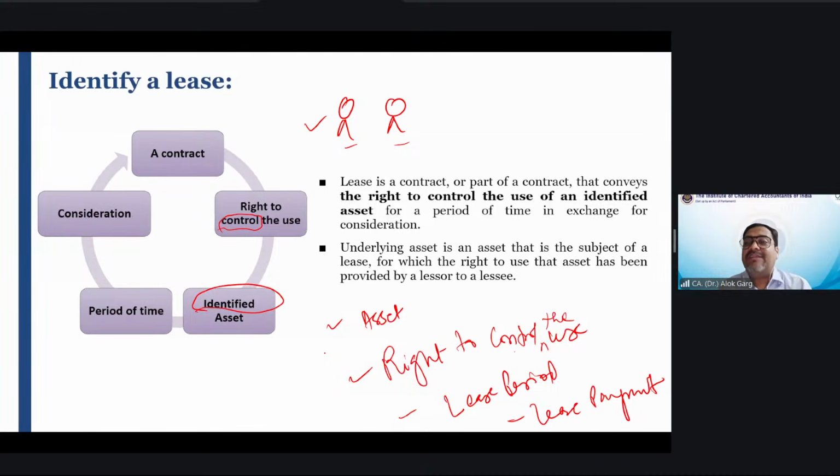Sir, if the asset will not be an identified asset, while it is a lease contract, right? But in the lease contract, this replacement clause has been mentioned, and the lessor can replace the asset for his own benefit also. Sir, in that case, what will be the accounting? In that case, remember the old accounting. What was the old accounting?